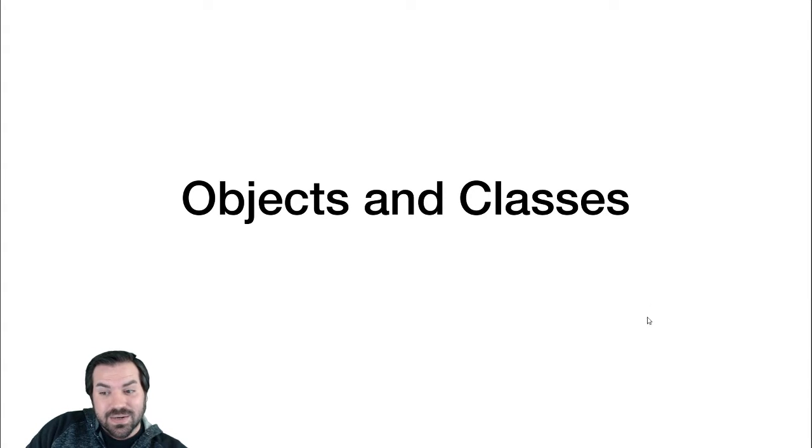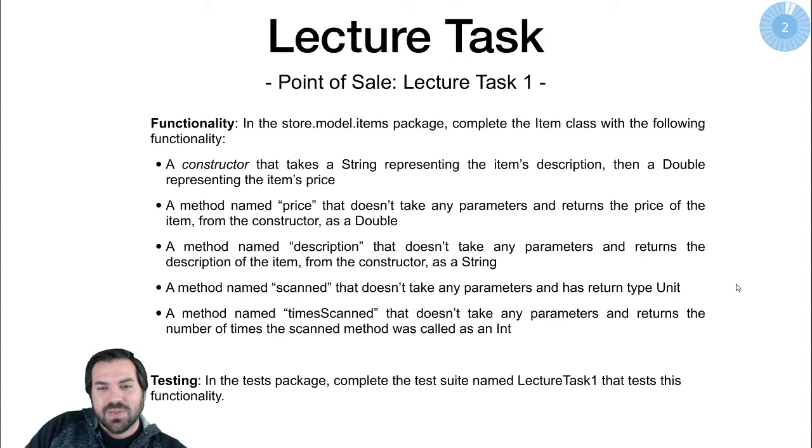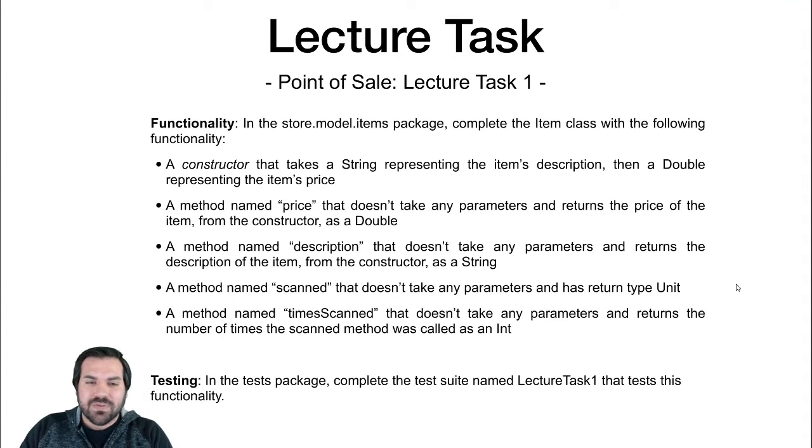We got some things to learn. Let's do this. So the first lecture task of the point of sale assignment is to create the item class. So as we're using this self-checkout machine, we're going to be purchasing items, and we want to be able to track information about those items. For this task, we're going to create an item class with a constructor, a word that you haven't heard yet that we'll learn about today. A constructor that takes a string representing the item's description and a double representing the item's price.